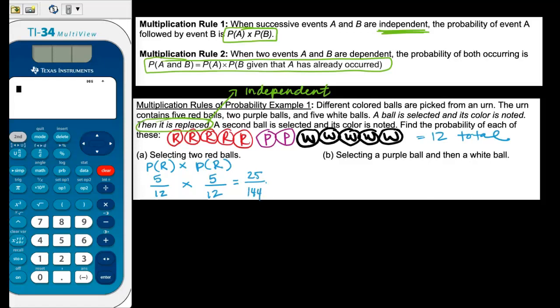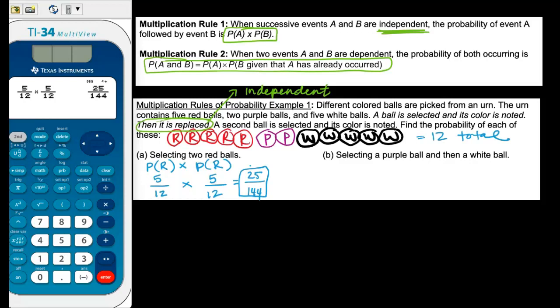You can also use a calculator. If you have the TI 30 or 34, you can use the N over D button and enter 5 twelfths times 5 twelfths. You can also use the squared button because 5 twelfths times itself is just 5 twelfths squared. So there's a lot of different options here. And then reduce this if you can, but in this case it's not reducible. So this is the lowest terms.